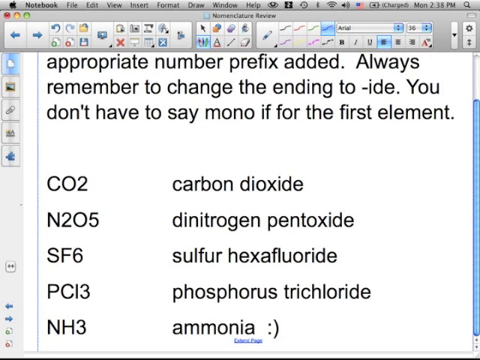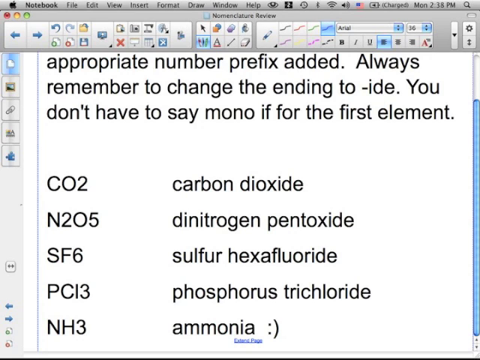For instance, CO2. C is carbon, O is oxygen, but I change it to IDE, oxide, and there are 2 oxygens, so that is carbon dioxide. N2O5. There are 2 nitrogens, so that is dinitrogen. There are 5 oxygens, so that is pentoxide. Dinitrogen pentoxide. There is 1 sulfur. Since it is at the beginning, the first element, I don't have to say monosulfur. I just say sulfur. There are 6 fluorines. I change fluorine to fluoride, and it becomes sulfur hexafluoride.